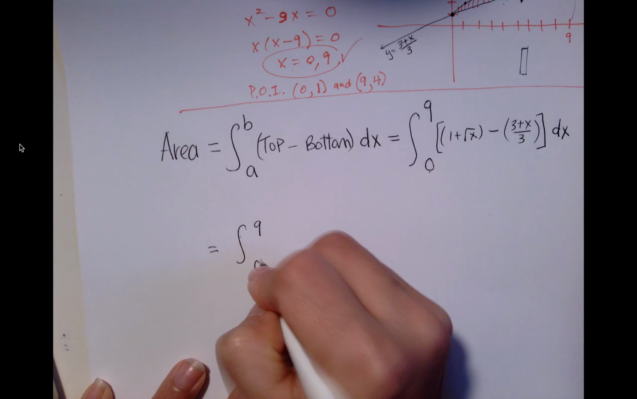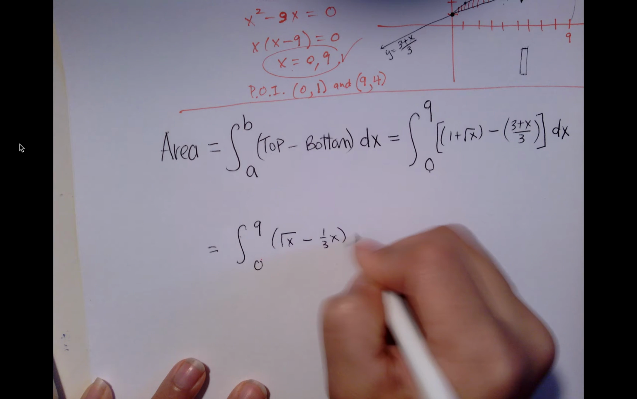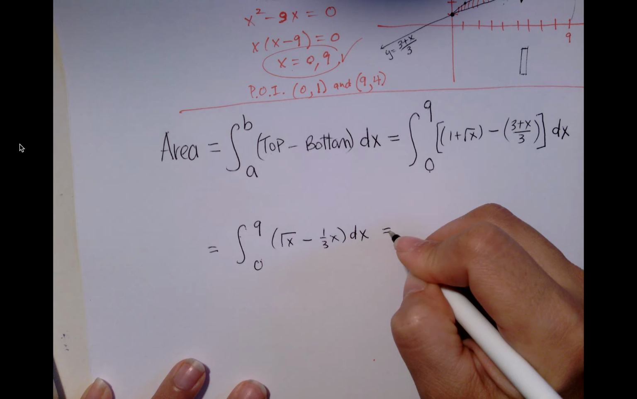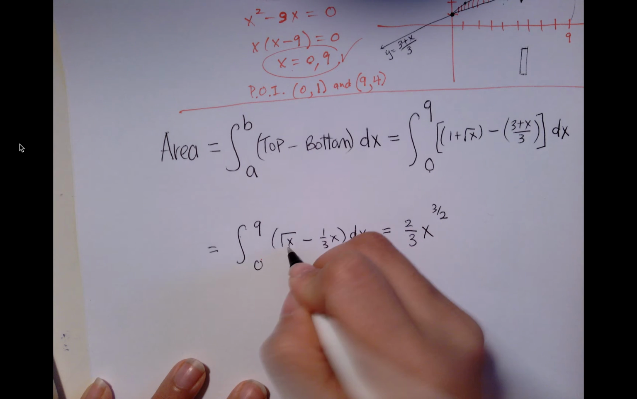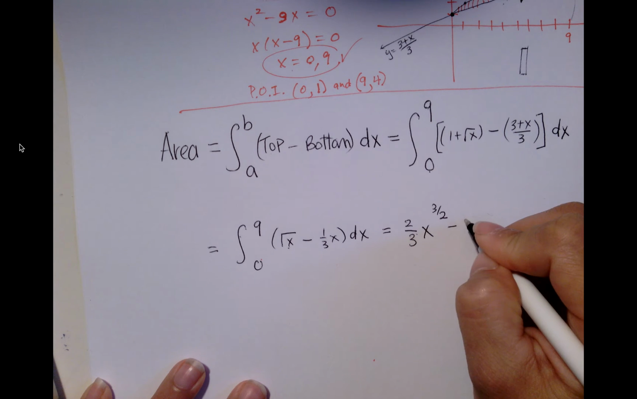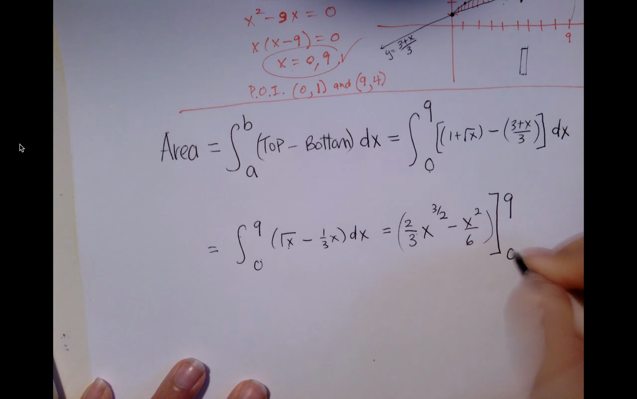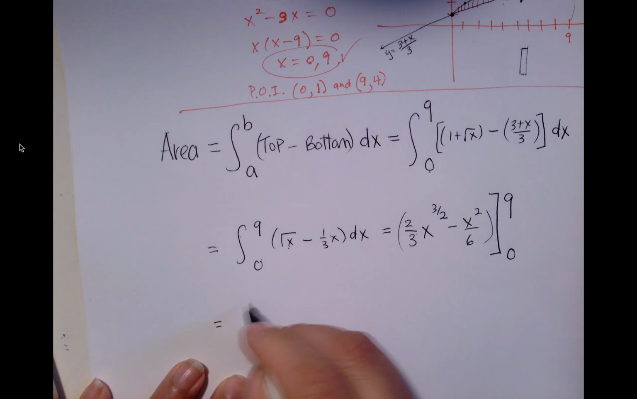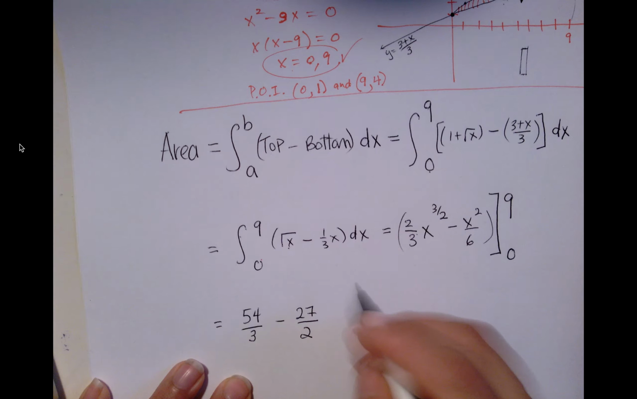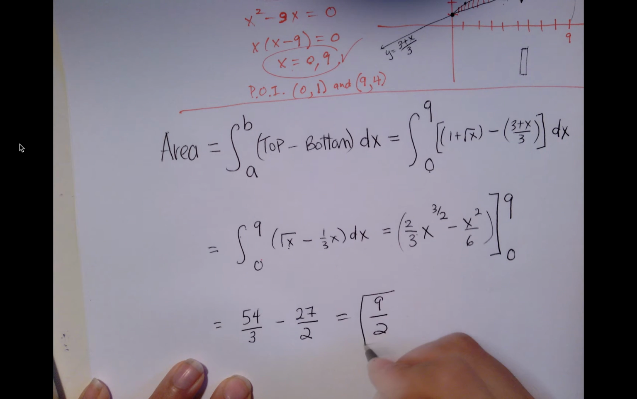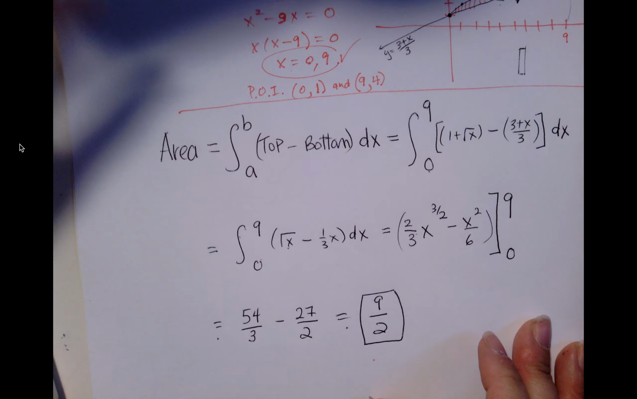Okay, and then let's just finish off this integration. I simplify a little bit and I get the integral of root x minus 1/3 x dx. Integrating gives me the antiderivative of this guy, minus x squared over 6. I need to evaluate at 9 and 0, so I'm using the fundamental theorem of calculus. And I get 54 over 3 minus 27 over 2, which gives me 9/2. Sorry, I skipped a bunch of steps in between. Okay, that's the first example.